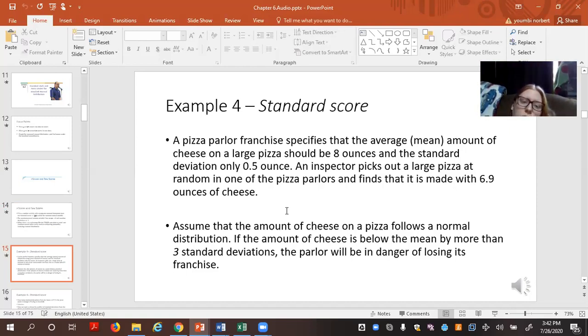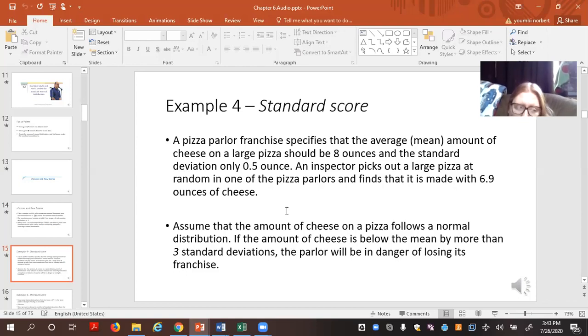Assume that the amount of cheese on a pizza follows a normal distribution. You will have that statement in all the problems. Essentially, you want to know what is the mean, what is the standard deviation. If the amount of cheese is below the mean by more than 3 standard deviations, the parlor will be in danger of losing its franchise. So we want to know how many standard deviations 6.9 is away from the mean.